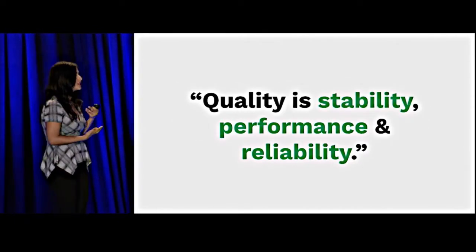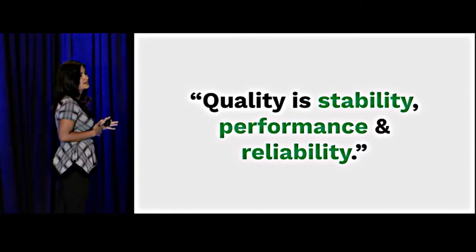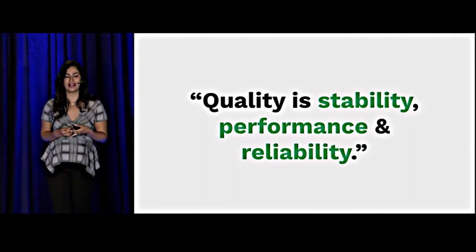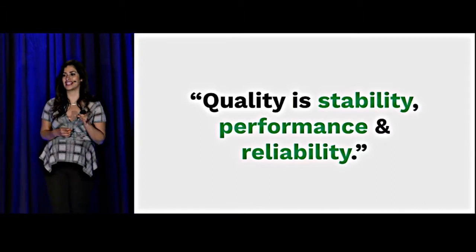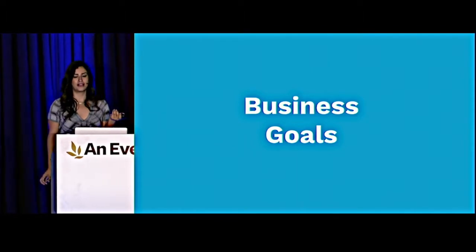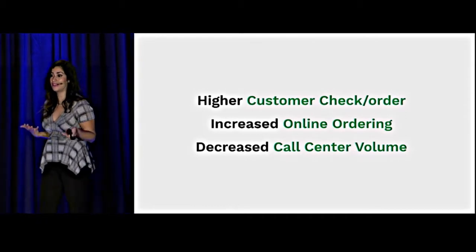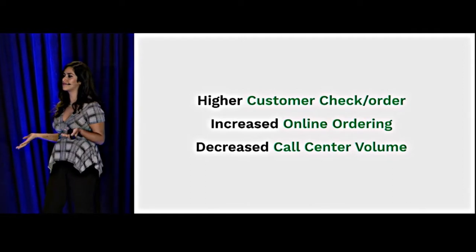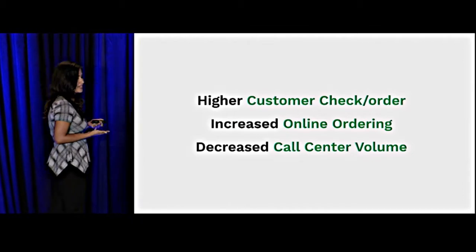And what we talked to them about is, on the web, this quality is translated in stability, performance, and reliability. And that's the way that you're going to achieve what your customers need when they need to order this pizza quickly. And then from a business perspective, they had several goals that they wanted to meet. Of course, they wanted to sell more pizzas, and they wanted to sell more pizzas online. And they also wanted to decrease the volume of call center complaints that people called in about the website.